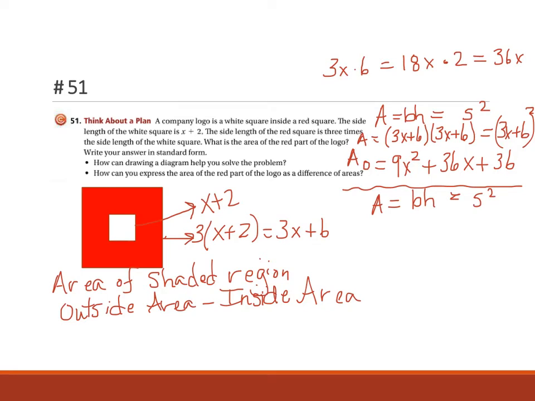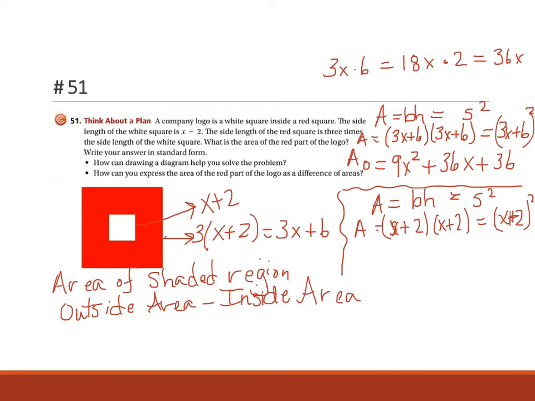The inside square has a side length of x plus 2. So we're either going to do x plus 2 times x plus 2, or we just do x plus 2 squared. Let's go ahead and erase that so it looks a little bit better. Make sure you know what I'm doing. So that should be an x plus 2.